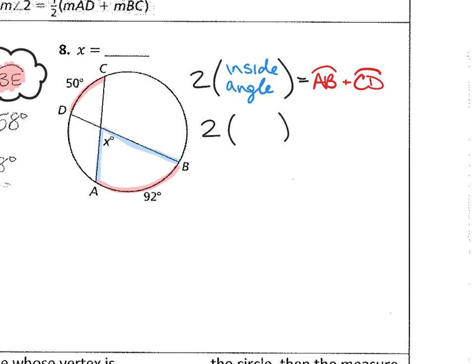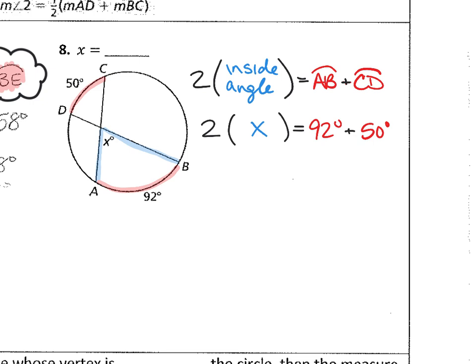What do I put inside these parentheses right here? What's my inside angle? X. Fabulous. What is the AB arc measurement? 92. What is the CD arc measurement? 50 degrees. At this point, you have set up the geometry part. It's just an algebra problem to solve.